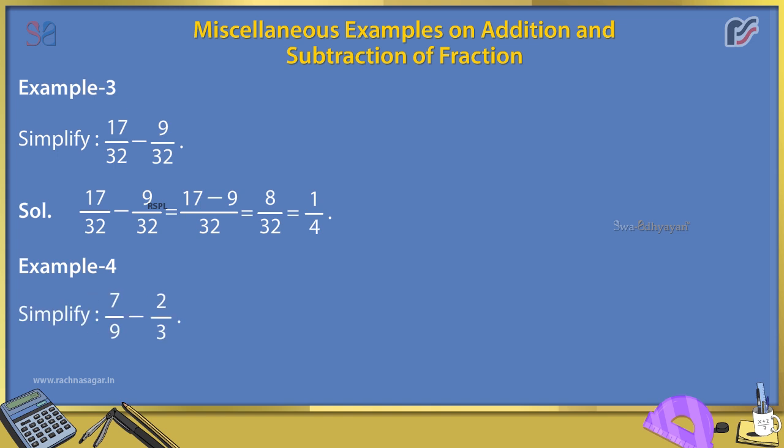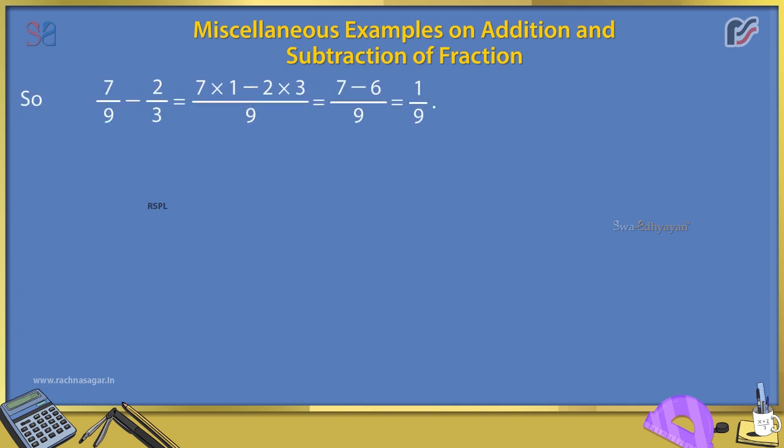Example 4. Simplify 7/9 minus 2/3. Solution. LCM of 9 and 3 is equal to 9. So, 7/9 minus 2/3 is equal to (7×1 minus 2×3)/9, which is equal to (7 minus 6)/9, which is equal to 1/9.